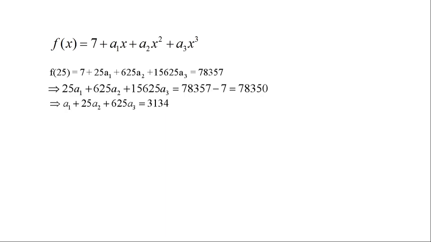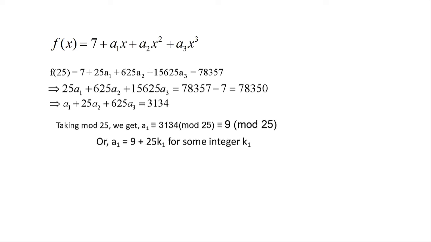So when we take mod 25 on both sides, we get that a1 is congruent to 9 mod 25, or a1 equal to 9 plus 25 k1 for some integer k1. But also a1 must be less than 14, so the only possibility that remains is a1 equal to 9. And since we know the sum, we can also tell that a2 plus a3 is equal to 5.